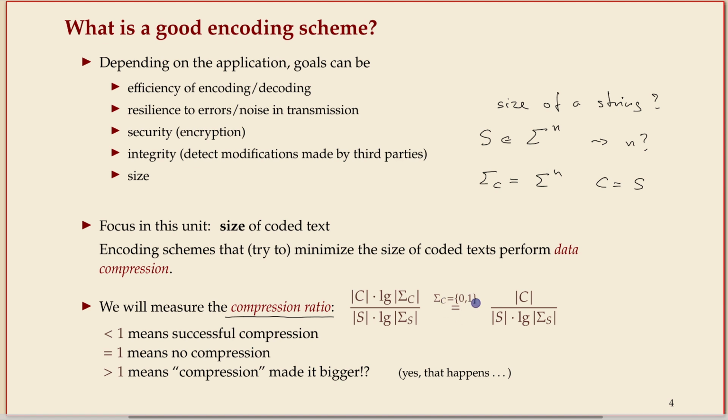Often when the coded alphabet is 0, 1, then of course log of 2 is 1, and so this simplifies to what's here. And the way to interpret the compression ratio is if it's below 1, then that's good, then we made the overall information less. We found some way to compress. But it could also be that it doesn't compress or that it even expands. So sometimes you try to compress and the output becomes bigger.